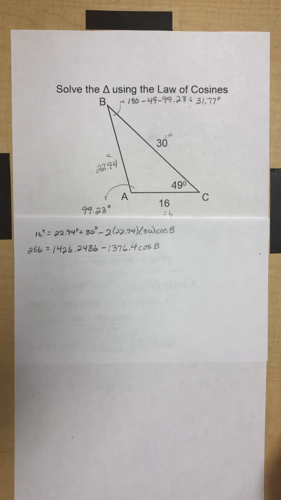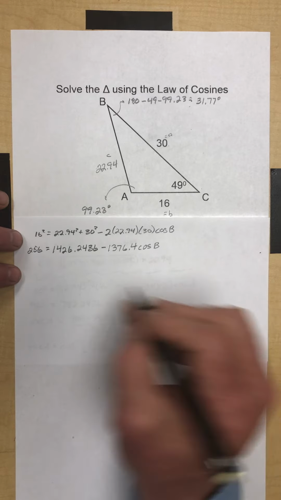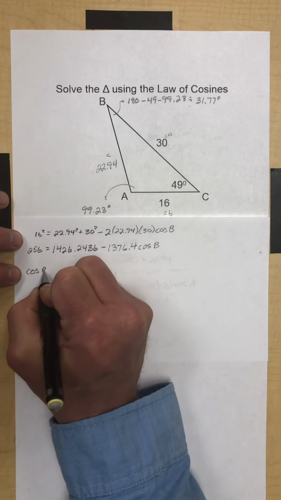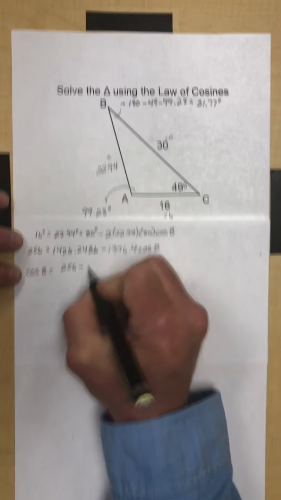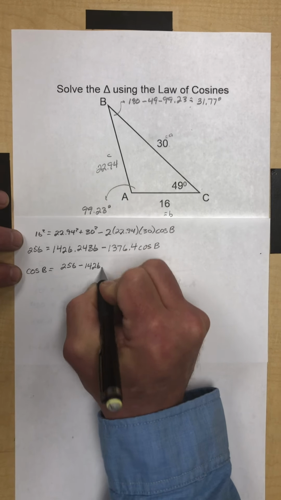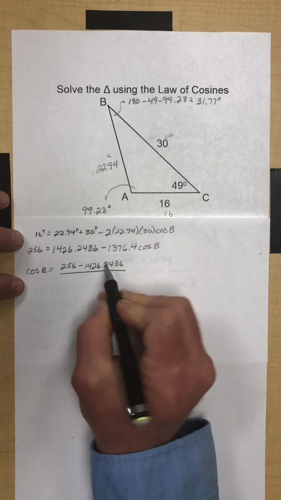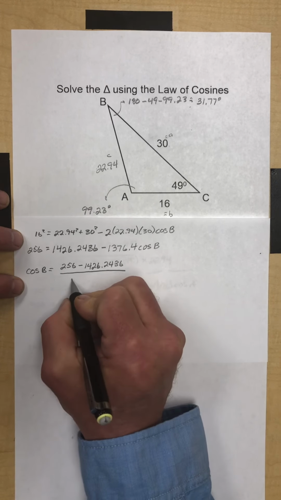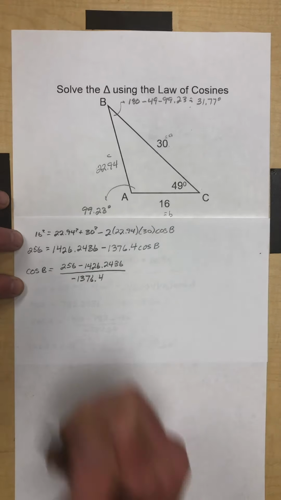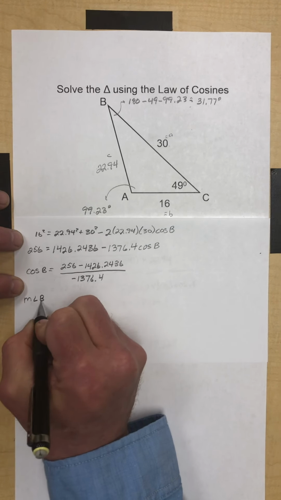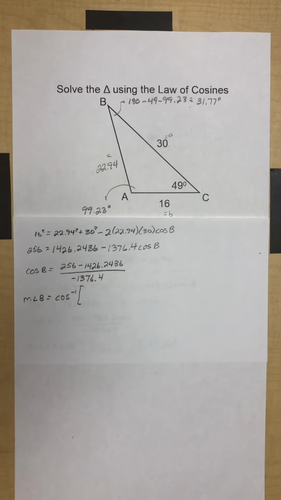So let's see, I got to isolate angle B. I'm sorry, I got to isolate the cosine of angle B. So my cosine of B will be the 256 minus this guy right here, 1426.2436, all divided by, and don't forget your negative sign, the opposite of 1376.4. So the measure of angle B will be cosine inverse of this ratio.